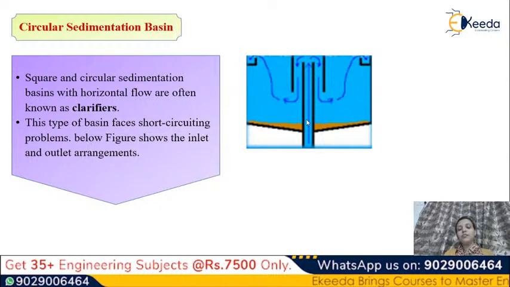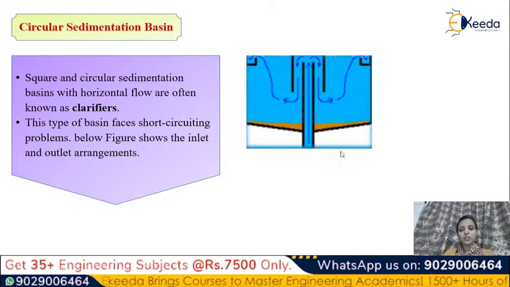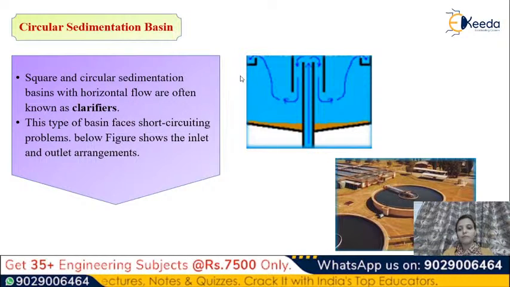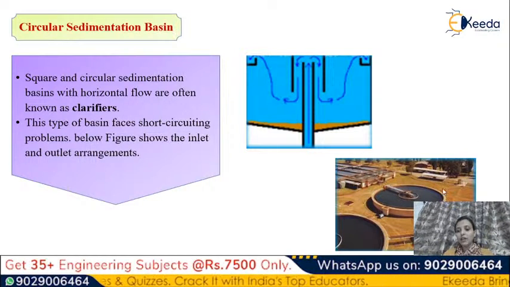What is the difference between rectangular and circular sedimentation? As you can see, this is the zoomed cross section of this figure. This is the centrally placed vertical pipe. All this water comes out from this centrally placed vertical pipe, and the flow is then distributed throughout the peripheral area of the circular tank. And the outlet is nothing but the peripheral area outlet. So this is the on-field diagram of a clarifier or circular sedimentation tank.